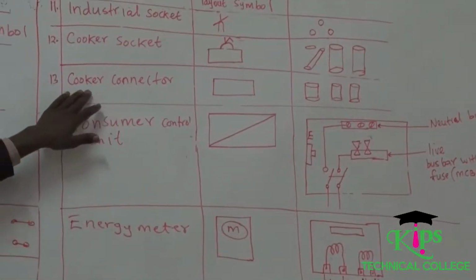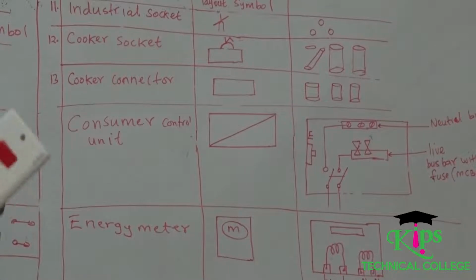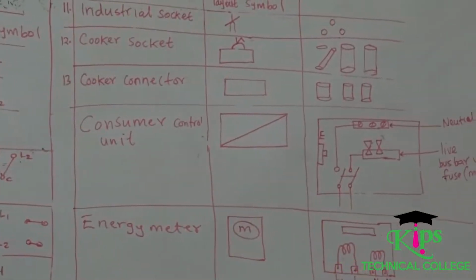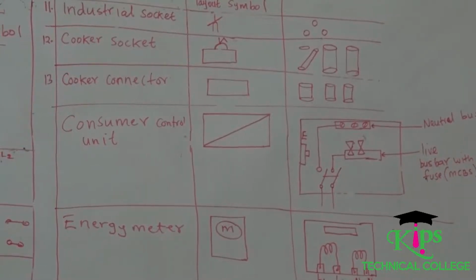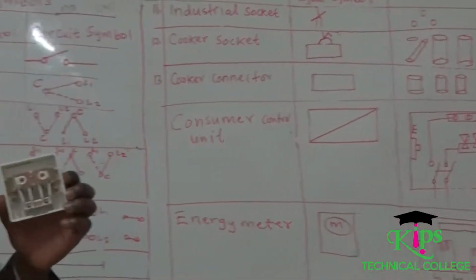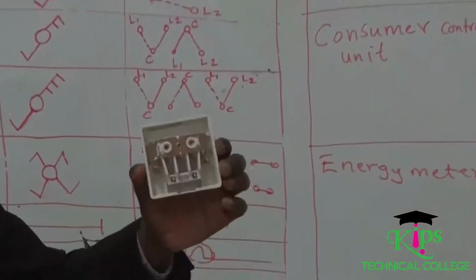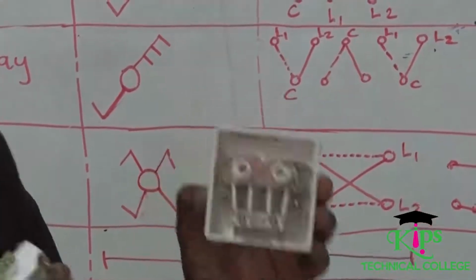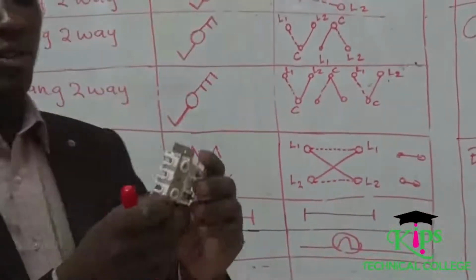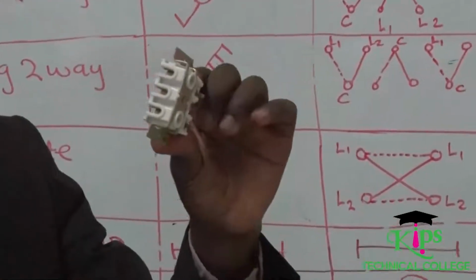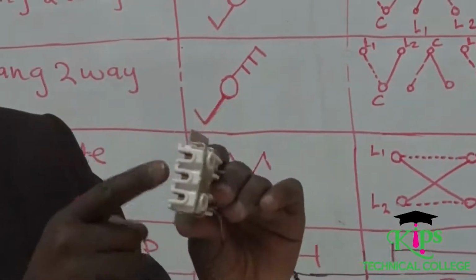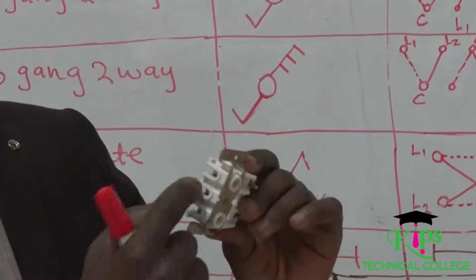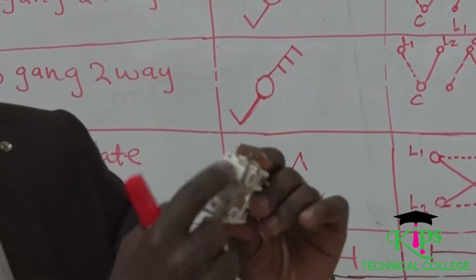We move to the cooker connector. So I've said this is a cooker socket. A cooker connector is represented in this manner. This is a cooker connector. If you open this, this is what you're going to get. You'll be able to get this. So during your connection, you need to open these terminals, feed your wire. So the incoming comes from this.